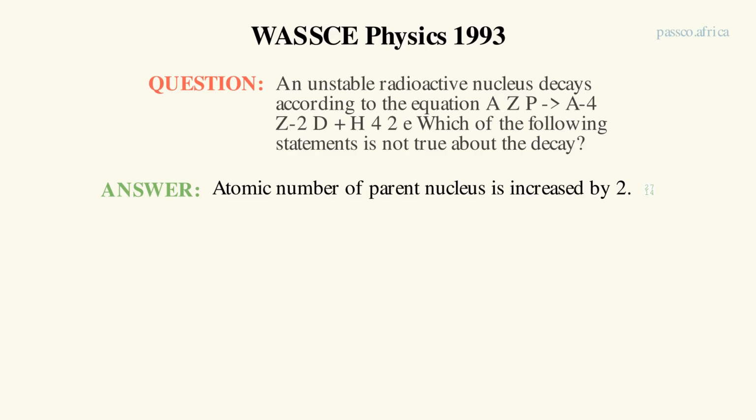An unstable radioactive nucleus decays according to the equation A Z P → A-4 Z-2 D + 4 2 He. Which of the following statements is not true about the decay? Now, try it yourself.